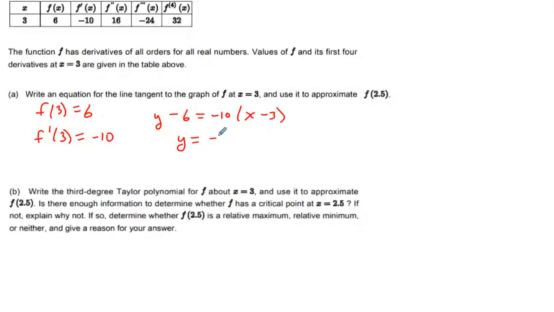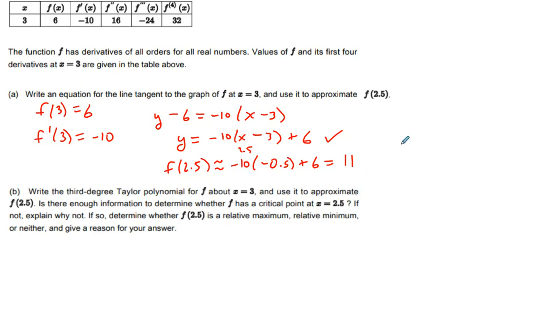You could go ahead and add the 6 to both sides. Whatever it is, there's the tangent line. We're approximating f of 2.5, so this is y, which is the same as f, so f of 2.5 would be approximated by negative 10 times 2.5 minus 3, so negative 0.5, plus 6, and that's going to get you 5 plus 6 is 11. And that's it for part A.